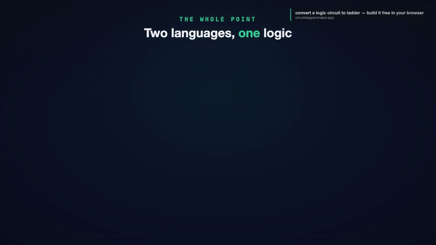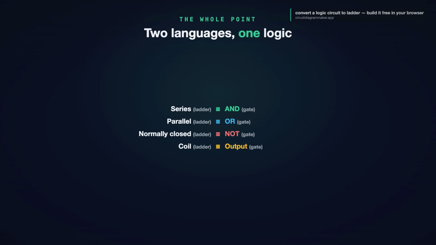Step back and look at what just happened, because this is the whole point. Every one of those ladder rungs is nothing more than Boolean logic, drawn as contacts and coils. The gate symbols and the ladder symbols are 2 languages describing the exact same thing. Series is AND, parallel is OR, normally closed is NOT, and the coil is the output. There is no hidden magic in ladder logic. If you can write the Boolean expression for a circuit, you can draw the rung. And if you can read a rung, you can write its Boolean. They're the same idea, wearing different clothes.